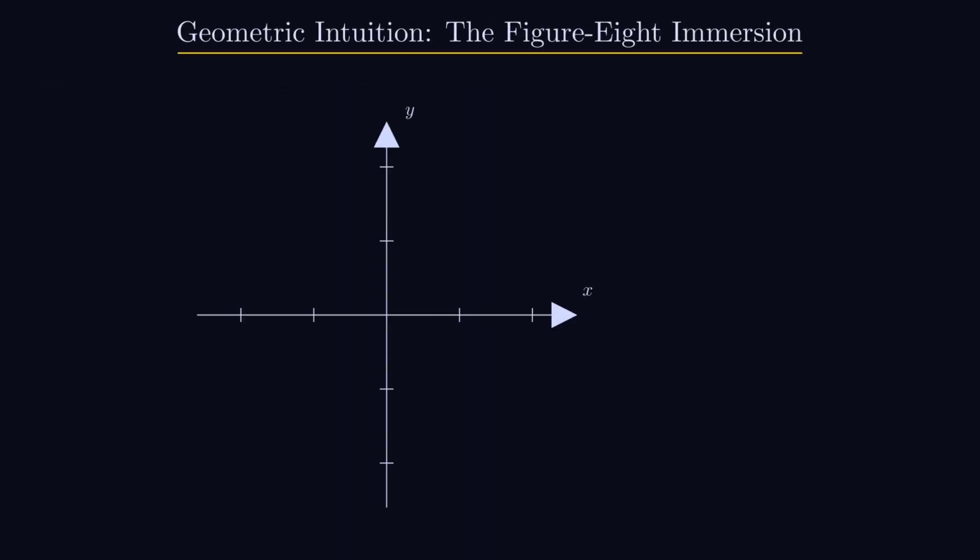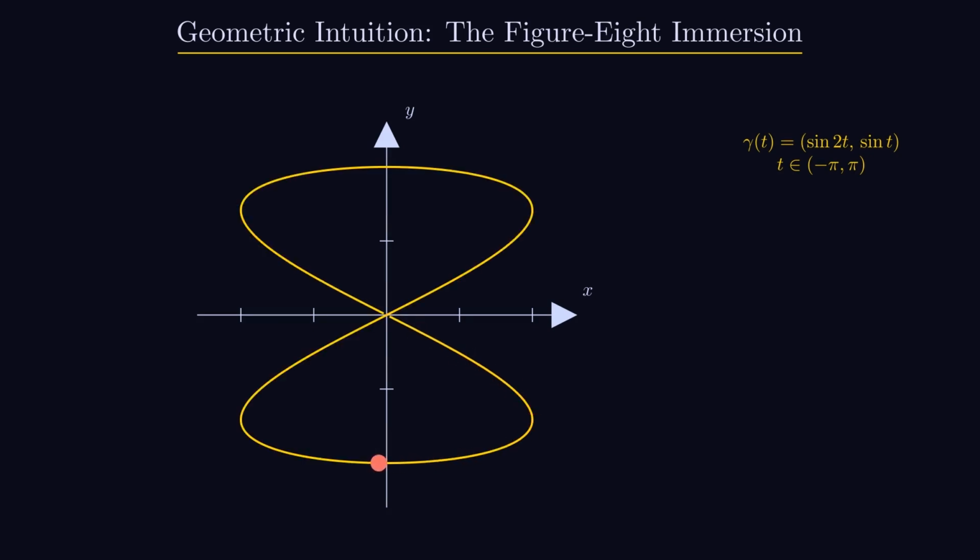Here is the figure 8 curve in the target plane R². The parametric map traces this curve as t runs from negative pi to pi. The red dot traces the curve. It passes through the center only once. The map is injective. Now pay attention to the crossing point at the origin.